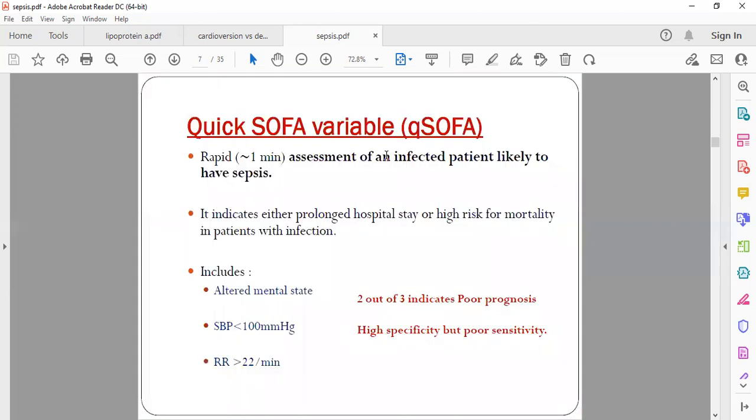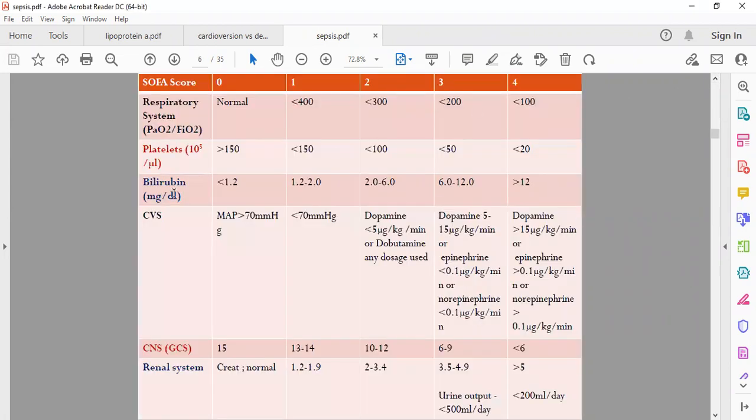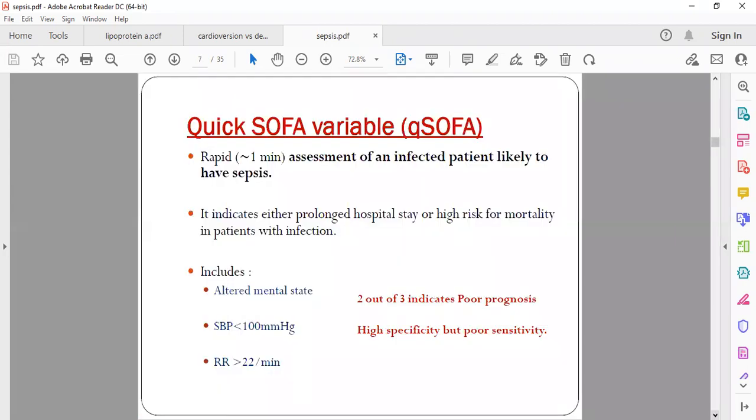There is another terminology called the quick SOFA score. The quick SOFA variables include a rapid assessment of an infected patient likely to have sepsis. Because the SOFA score is very complicated, it includes a lot of components, so it may not be assessed very quickly. It takes time to assess this. So quick SOFA variables have been made, which include 3 components: altered mental status, BP of less than 100, or respiratory rate of more than 22. If there are 2 out of these 3 criteria, this is indicative of poor prognosis.